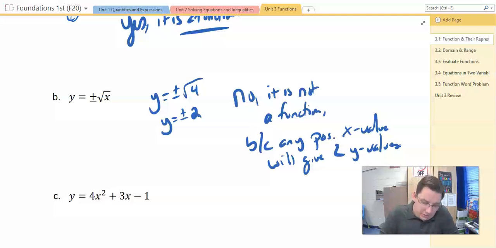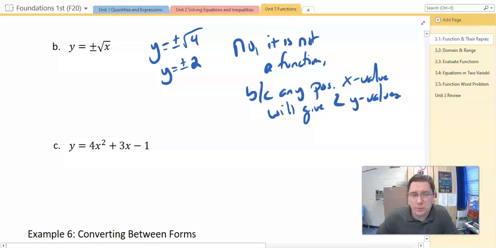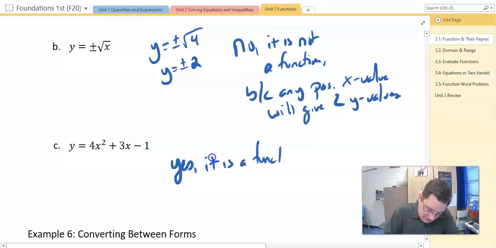All right, C, let's look at this one. Y is equal to 4x squared plus 3x minus 1. Is this one a function? Well, it is solved for y with an exponent of 1. And if I substitute in x values, like let's say I substitute in 0, I get that y is equal to negative 1. Or if I substitute in 5, I'm going to get 5 squared, so 25, times 4 is 100, plus 3 times 5, that's 15, so I'm at 115, minus 1, that's 114. So can I plug in any x value and get a single y value? Yes. And so yes, it is a function.